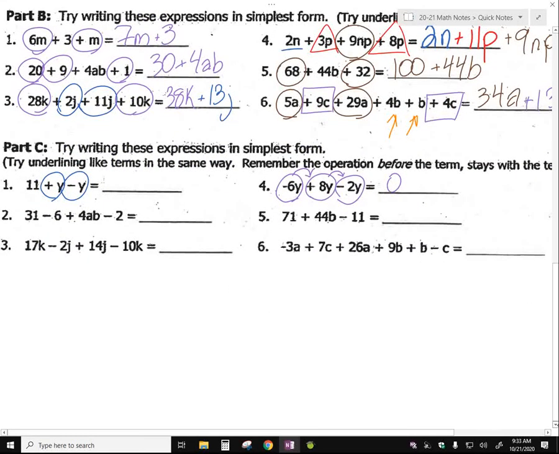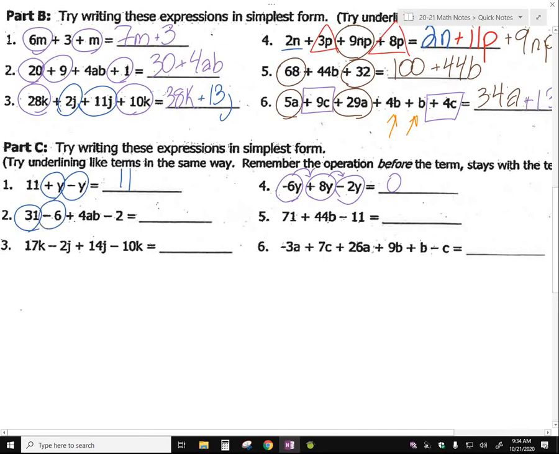So we have the number 11. We are adding 1 yam to it, and then we are taking away 1 yam from that. So what do we have? We just have 11. Exactly. We just have 11.